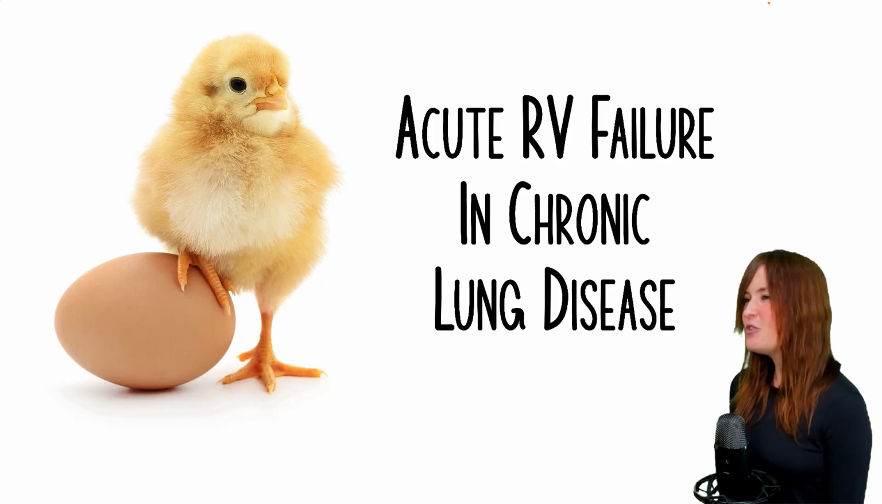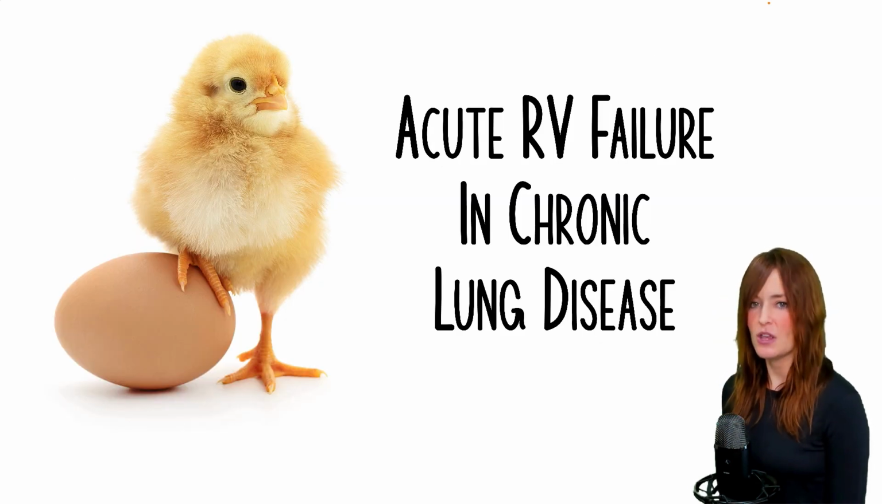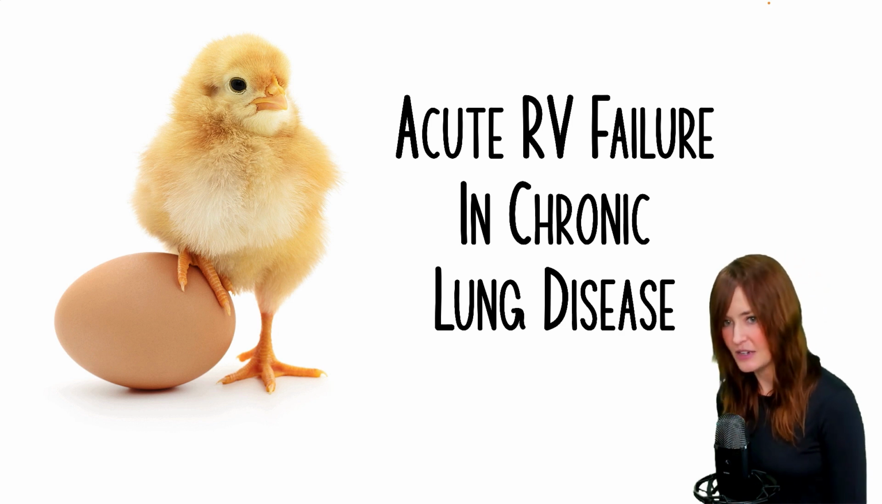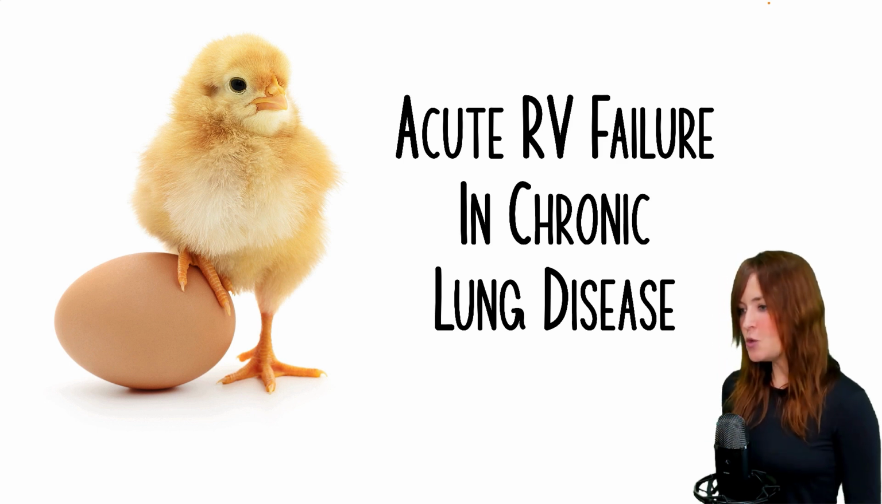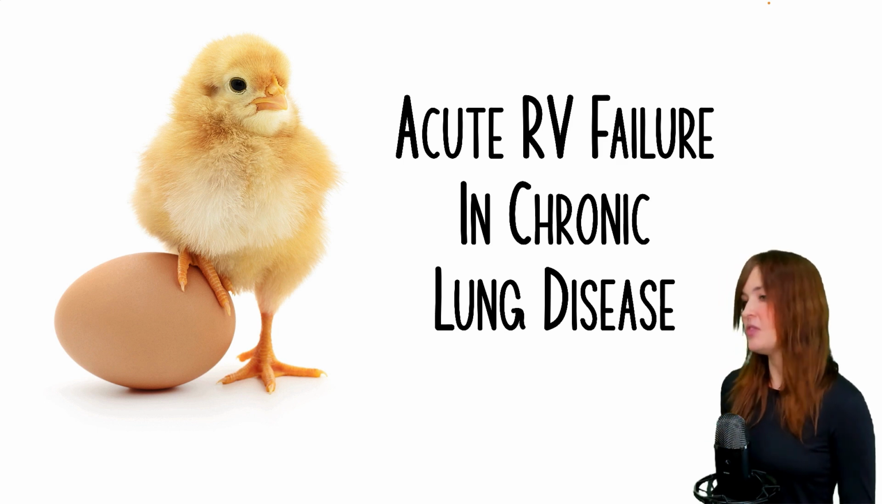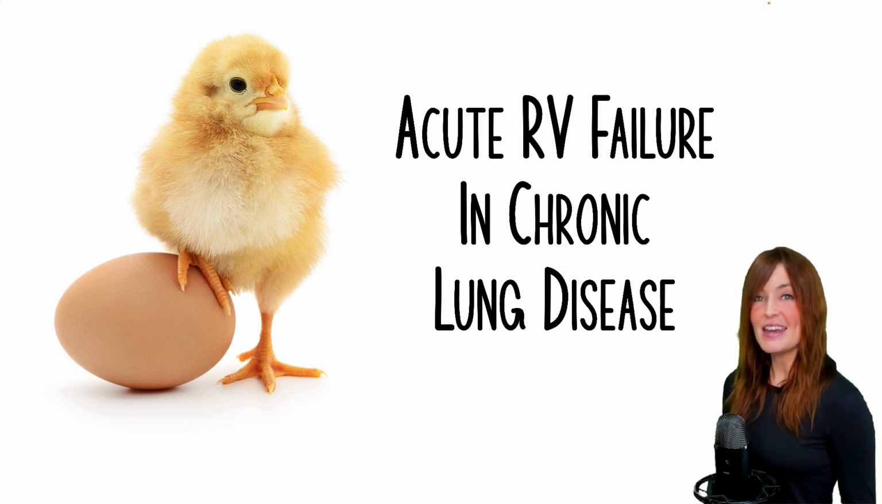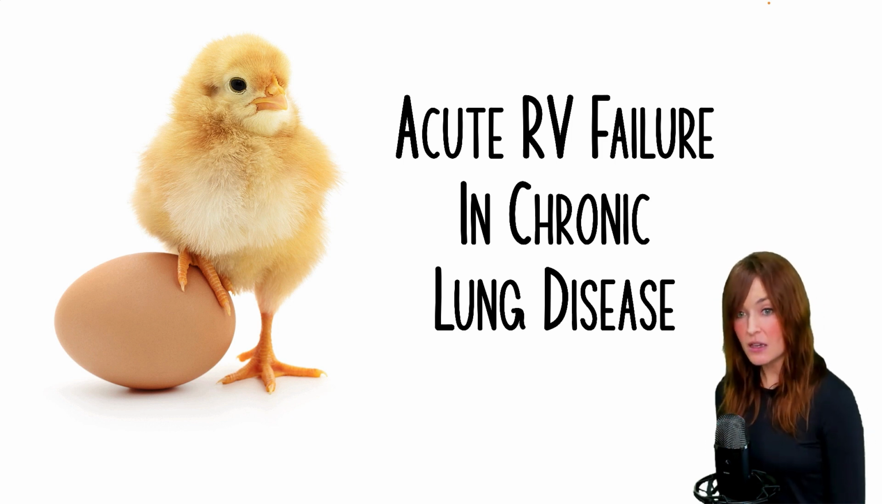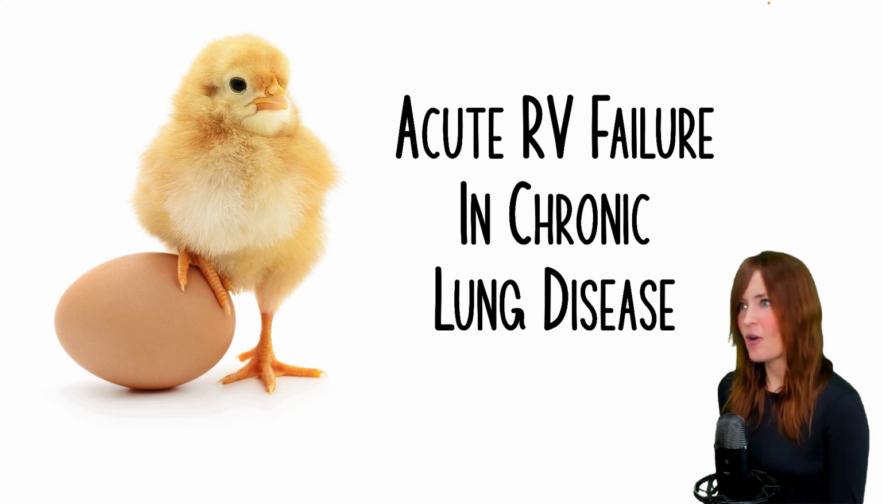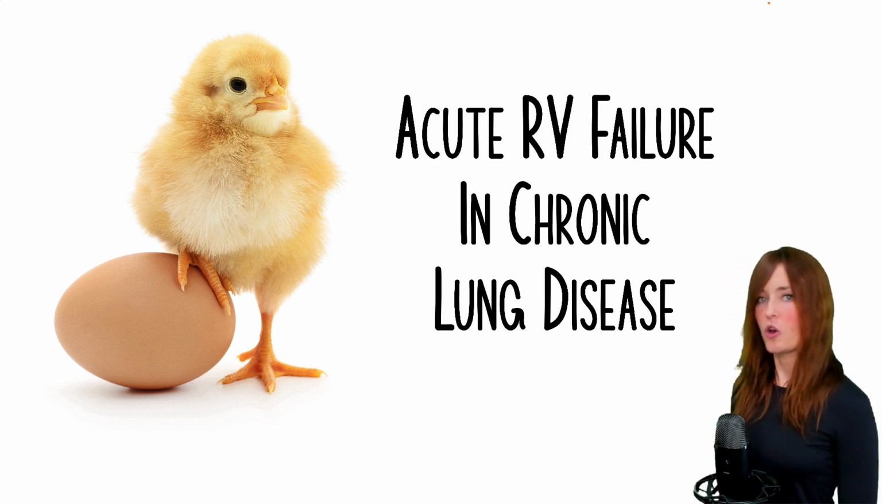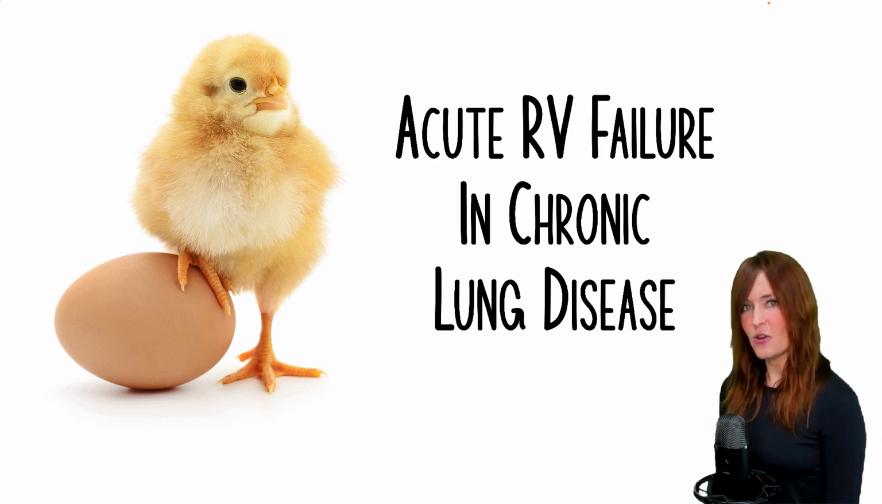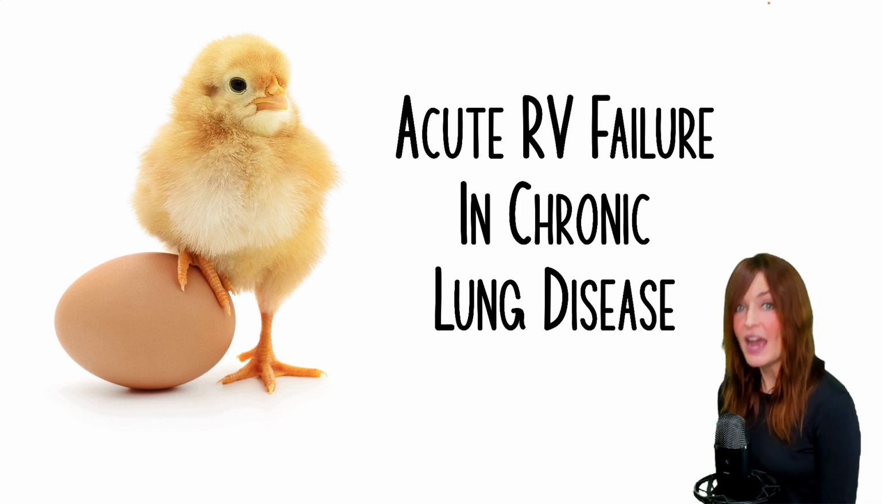Now, it can be really hard to figure this out, acute RV failure in chronic lung disease. Because the thing is, often this ends up being this chicken-and-egg thing. When you have somebody coming in and let's say they have interstitial lung disease and they don't look good, and let's say that they're tachypneic and they're hypoxemic. Well, why? Is it that they're tachypneic and hypoxemic because they're having an exacerbation of their interstitial lung disease, or maybe an exacerbation of their COPD? Or is it that maybe they're having an exacerbation of their pulmonary hypertension?